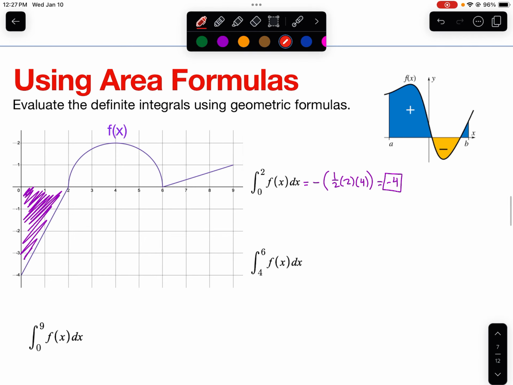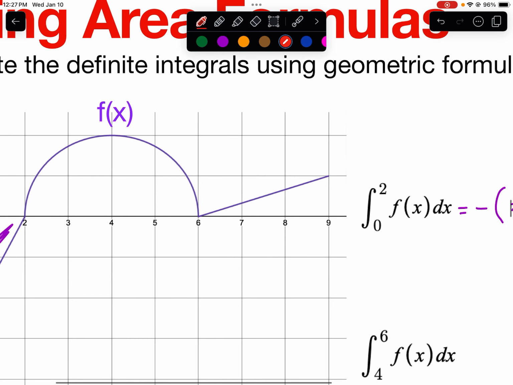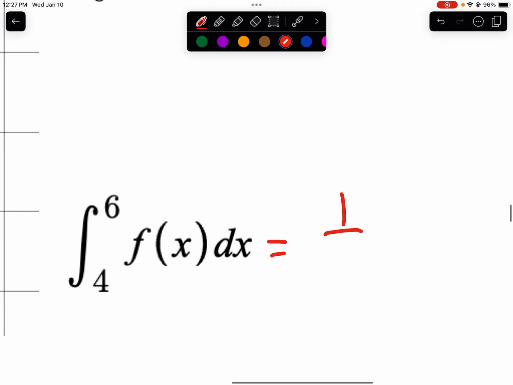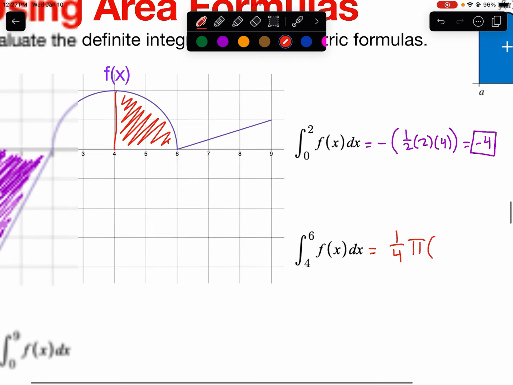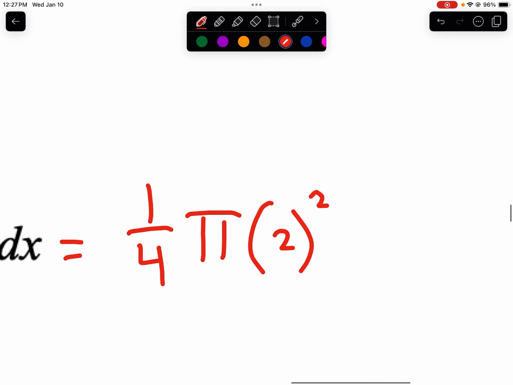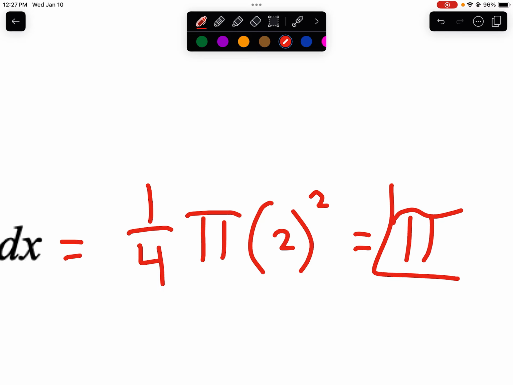How about the definite integral from 4 to 6? That's this area here. It looks like a quarter of this circle. Well, if it's a quarter of that circle, let's use the circle formula and multiply it by a quarter. The radius of this circle appears to be 2. So 1/4 pi times 2 squared. That will result in exactly pi.